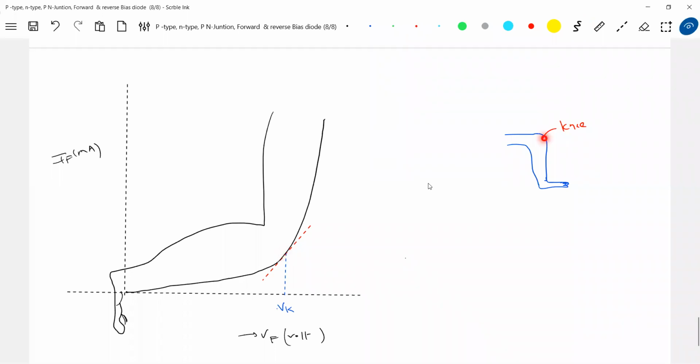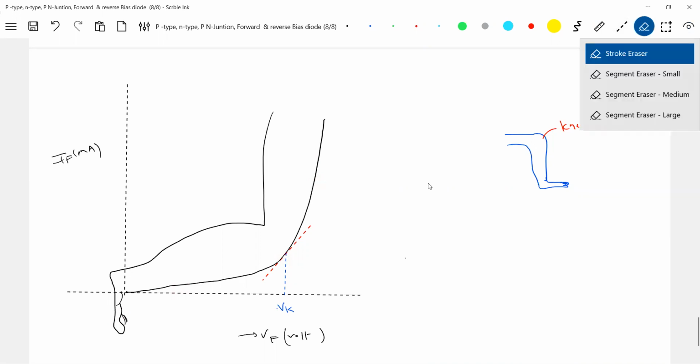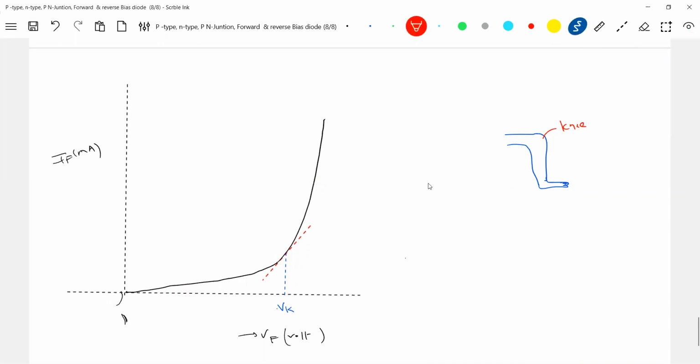This part is a knee, no? This one is called a knee, and this is called a toe. So it is similar to a bent leg, no? Therefore this is called the knee voltage, where afterwards the barrier potential will almost vanish. The diode is totally forward biased here. There's a reason why they call it the knee voltage.